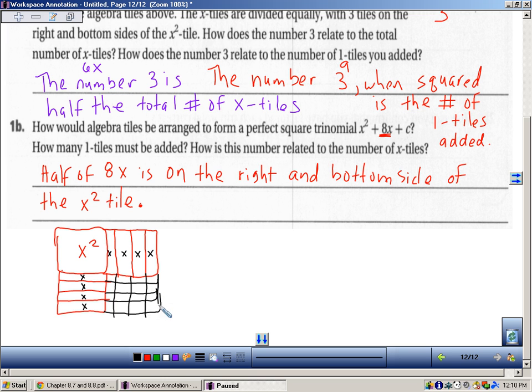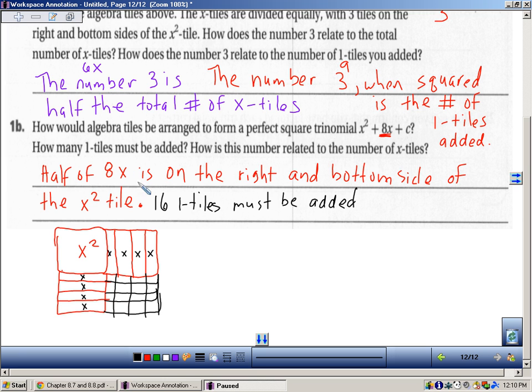So there's 16. So let's write that. Sixteen 1 tiles must be added. And how is 16 related to the number of x tiles? Well, let's think about it. There are 8 x tiles, right? There are 8 x tiles now.